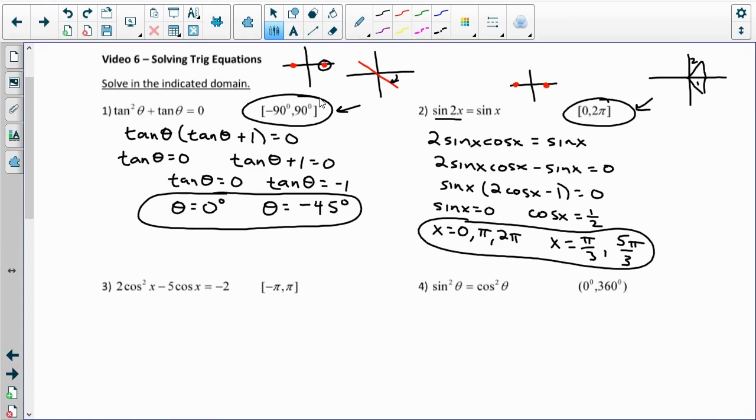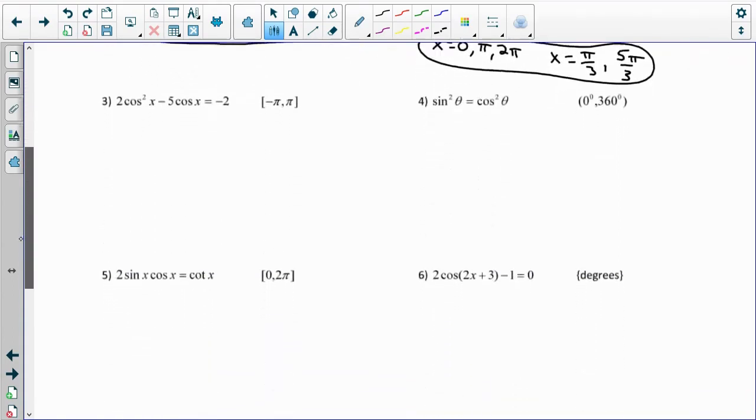Conceptually speaking, what's happening is when I plug in pi over 3 to the original, sine of 2 pi over 3 does equal sine of pi over 3 because sine is positive in both first and second quadrants, and that reference angle is pi over 3. And that would work for all 5 of the things that I would plug in. I'd end up with sine of 2x equaling sine of x. So since x had to be between 0 and 2 pi, these are the 5 answers that would work between 0 and 2 pi.